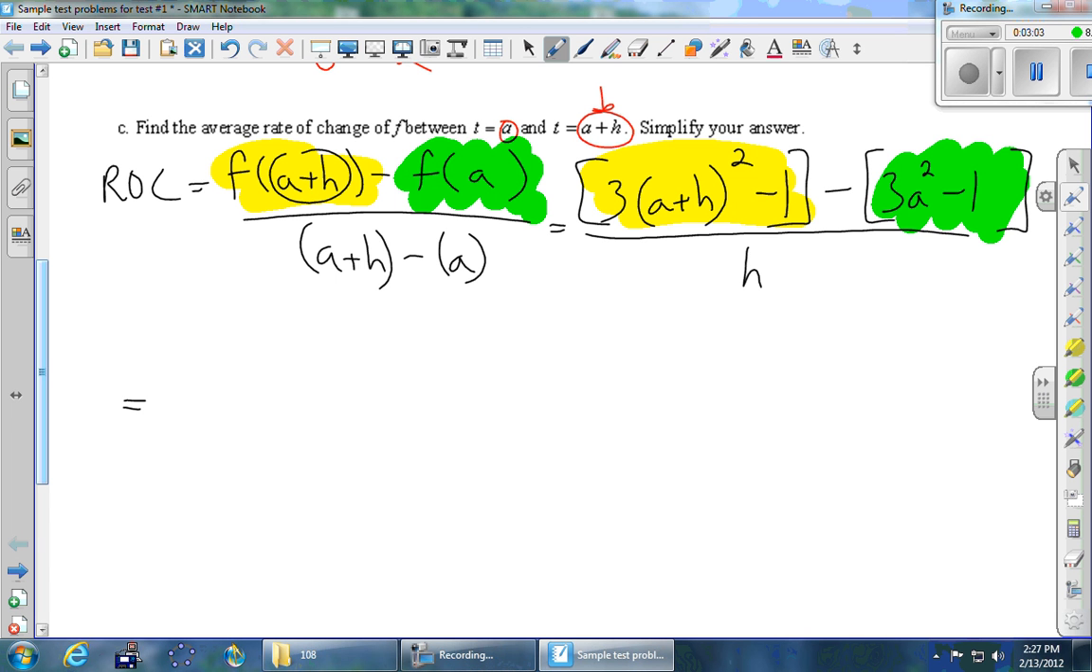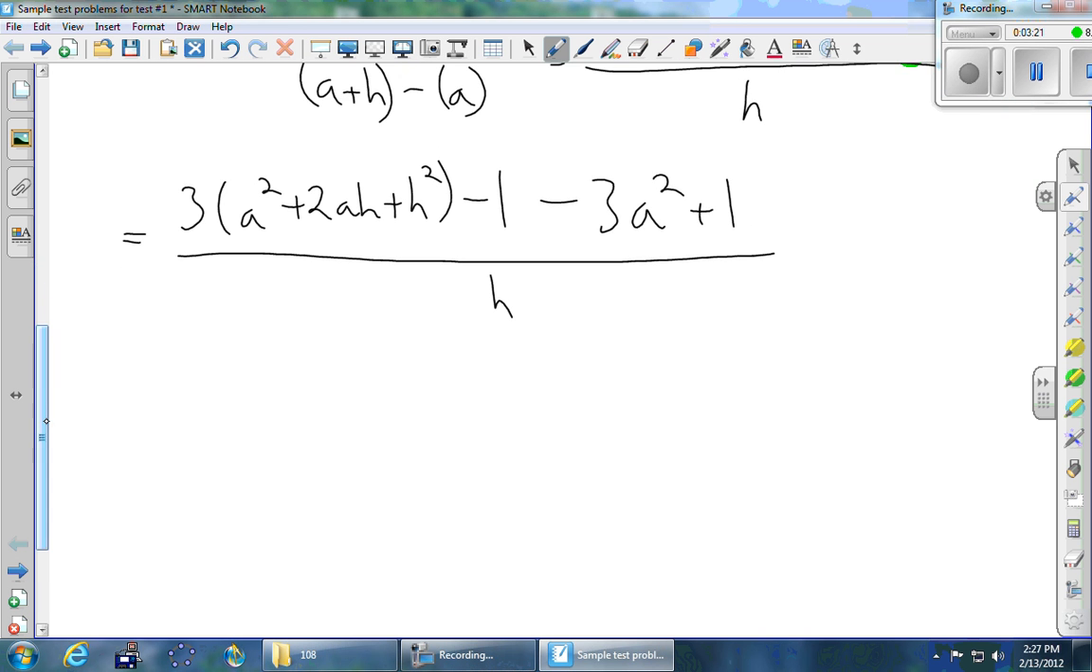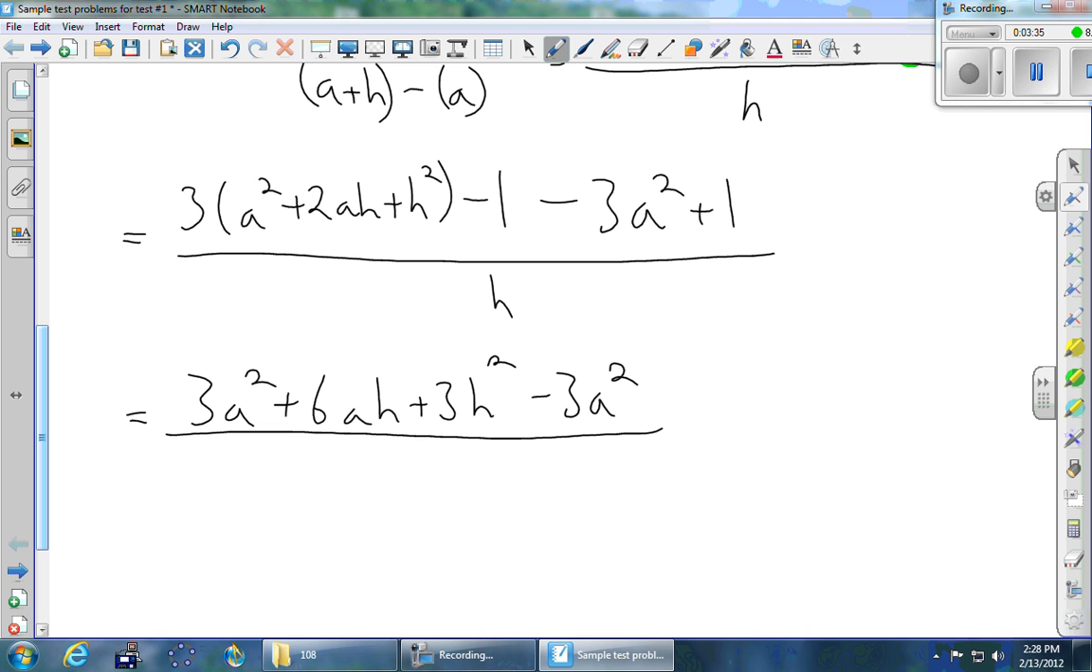Okay, now we got some work to do in terms of simplifying. We're going to FOIL here. 3 times a squared plus 2ah plus h squared, minus 1, minus, distributing that minus sign, gives me 3a squared plus 1, all divided by h. Distribute the 3, 3a squared plus 6ah plus 3h squared. Minus 1 cancels with plus 1, so we just have minus 3a squared, all divided by h.